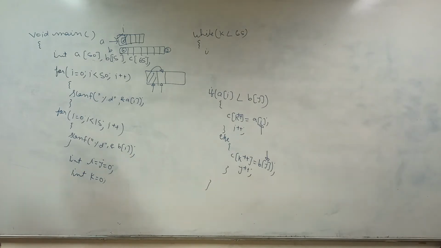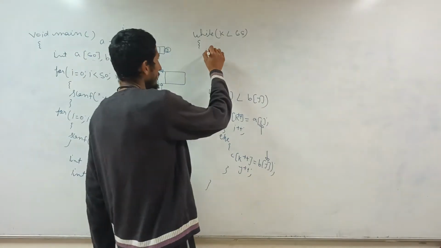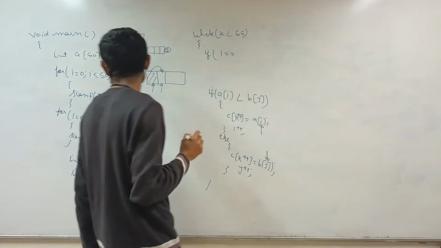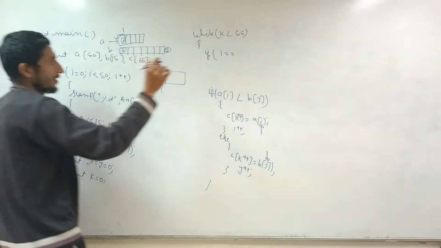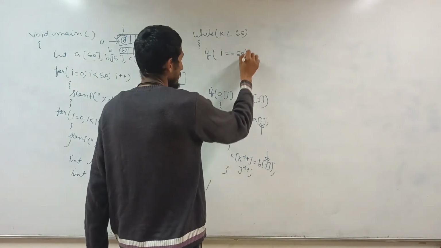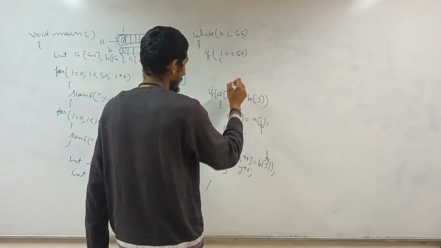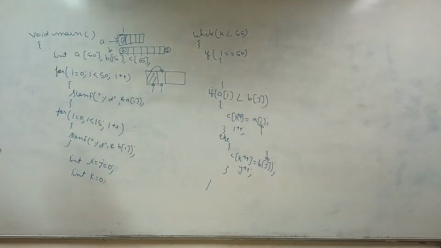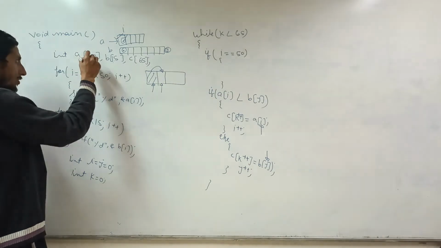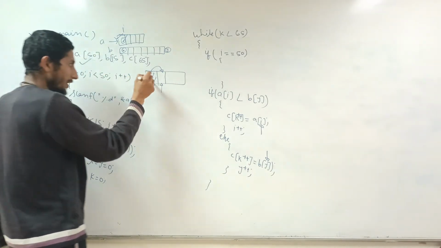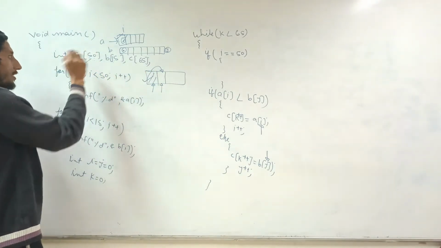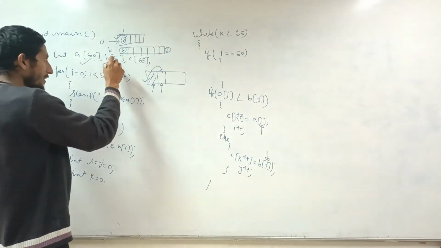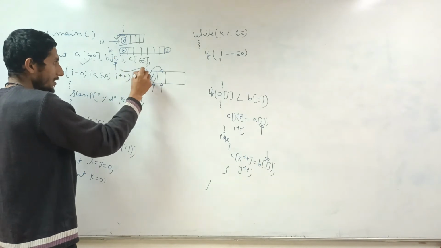You have to check the length. So how will you check the length? If i equals 50. So what is the meaning of this? The meaning is, if the value of i becomes 50, it means all the elements of array A have been copied into the new array and there is no element to compare. So in this case, you have to copy all the remaining elements of B into the array C.